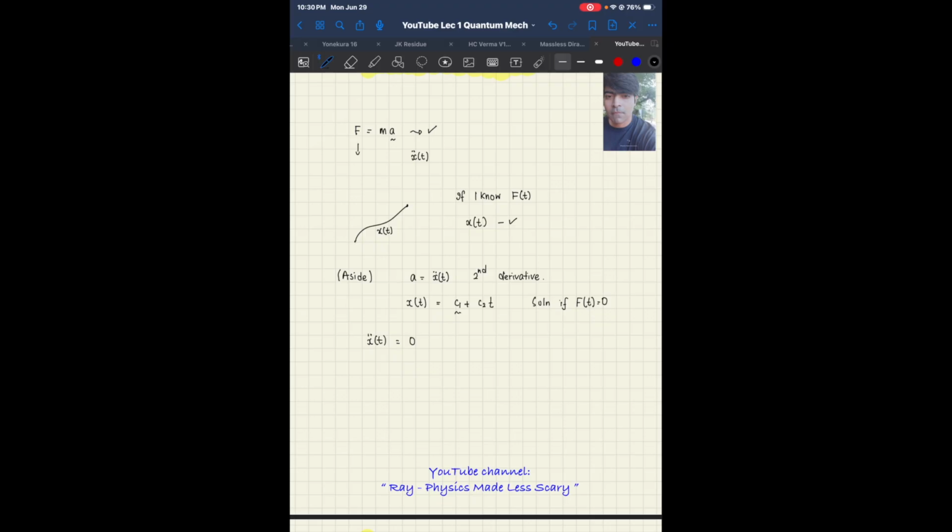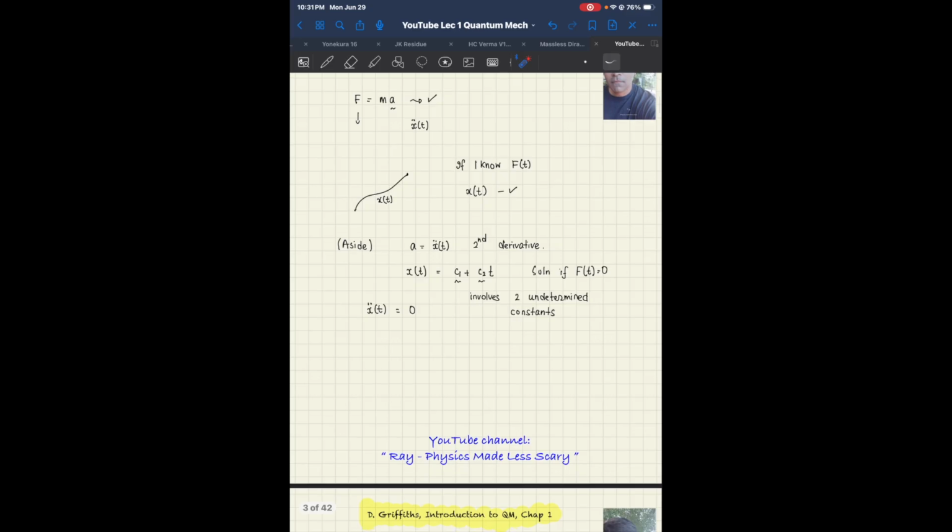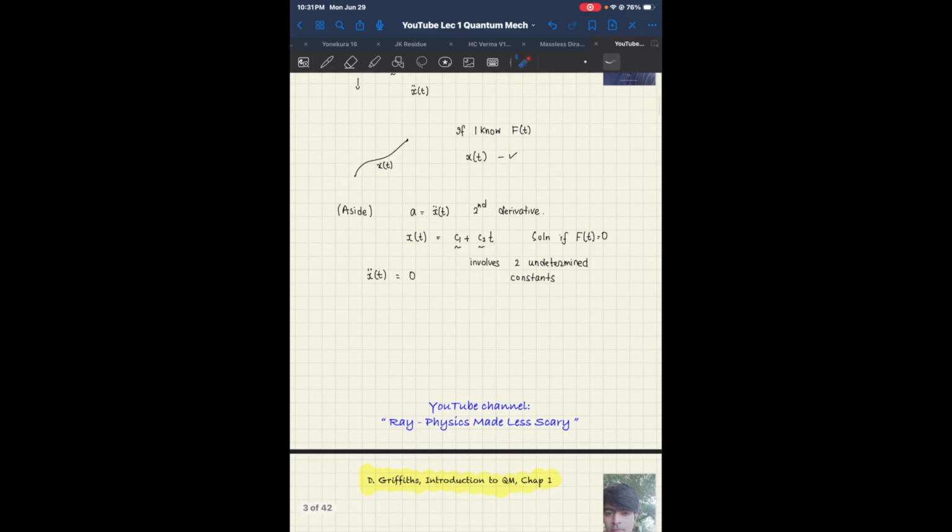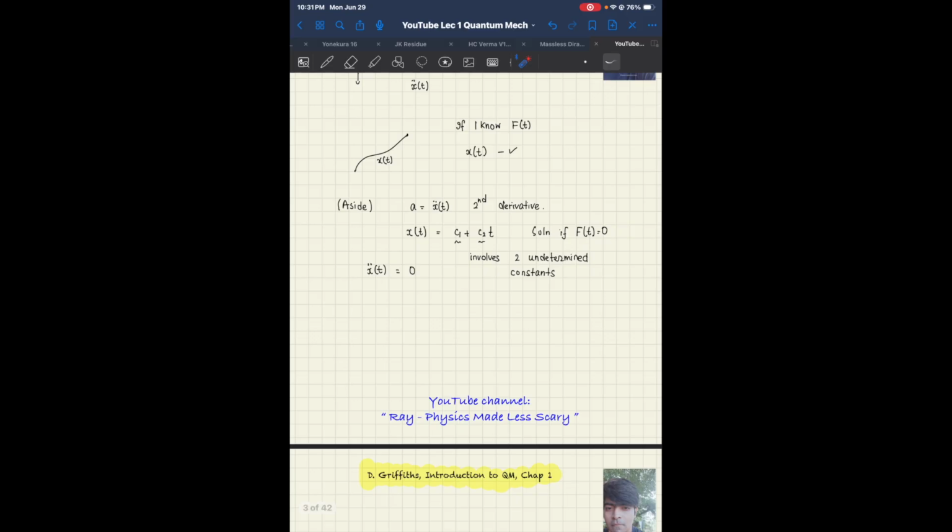But the crucial point is it involves two undetermined constants. By undetermined, I mean it cannot be known from this equation that I wrote here. You need to give me the value of c1 and c2 from outside. The physics will not tell you. Someone who's doing an experiment, or someone else has to tell me what these values are. It cannot be determined from the dynamics, from the equation itself.